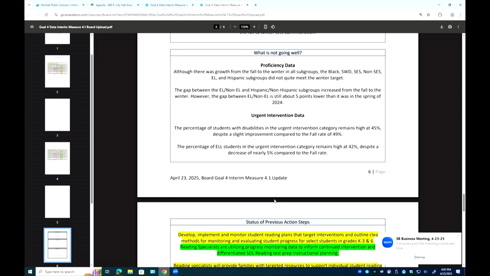And in the urgent intervention, the percentage of students with disabilities in the urgent intervention category still remains high at 45%, despite the slight improvement from the fall to the winter. And with our students in the EL, the urgent intervention category is at 42%, despite the decrease of nearly 5% in the fall rate. So we do realize those numbers are still higher than where we would like them.